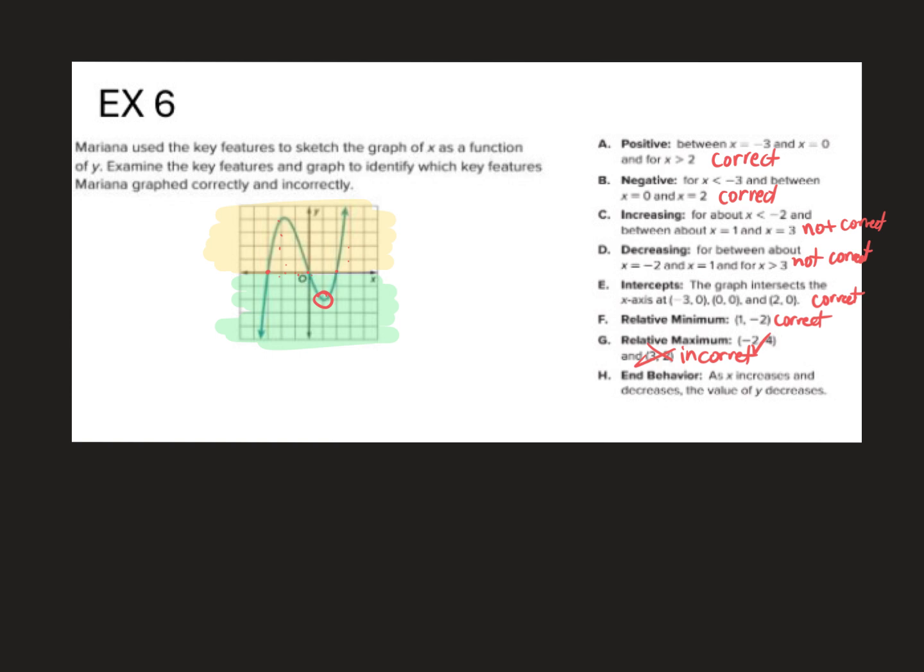And then for the end behavior, as x is increasing, y decreases. And that is wrong. Here. That is wrong. This one's okay. So this one is incorrect. Okay, so we went through those key features and we could see which ones were incorrect there.